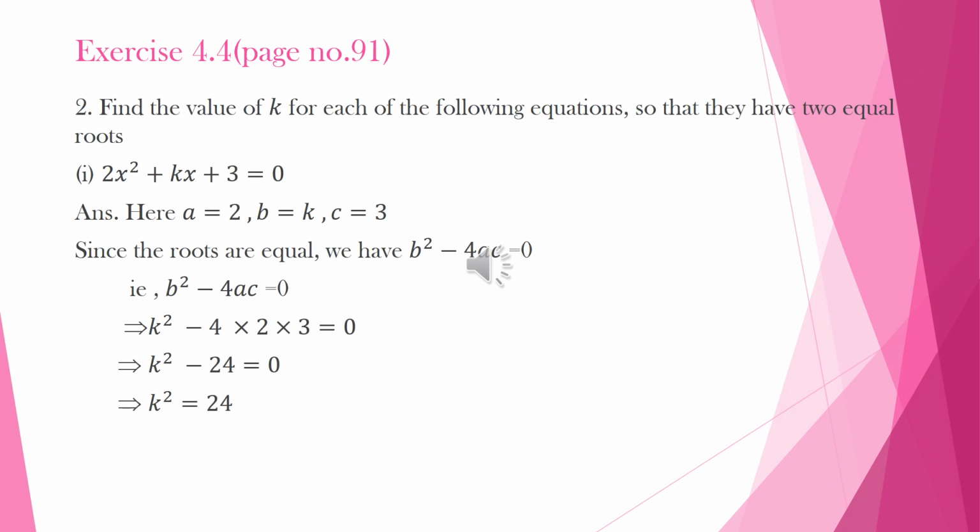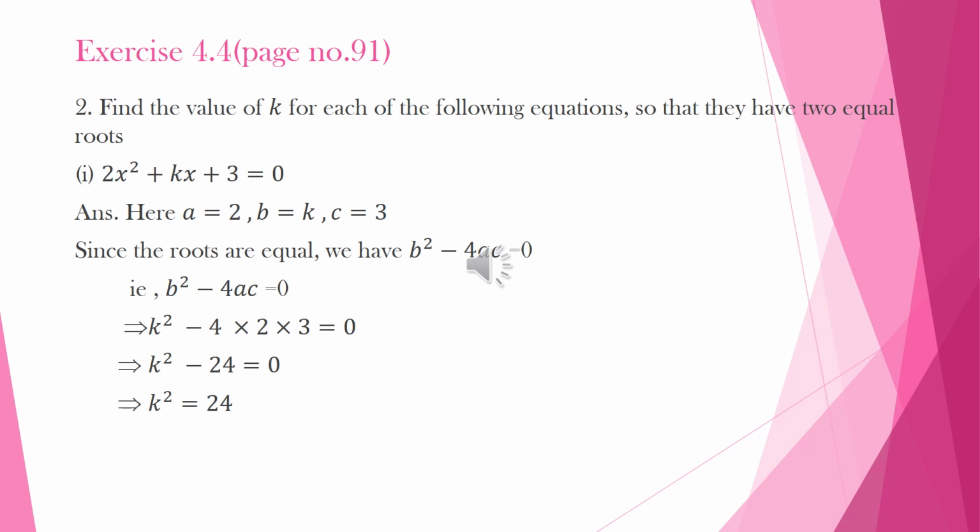Here we are going on to exercise 4.4, page number 91. Second question. Find the value of k for each of the following equations so that they have two equal roots. First question, 2x square plus kx plus 3 equal to 0. Here a is equal to 2, b is equal to k, c is equal to 3. It is given the equation will have two equal roots, that is b square minus 4ac equal to 0. We can substitute the values.